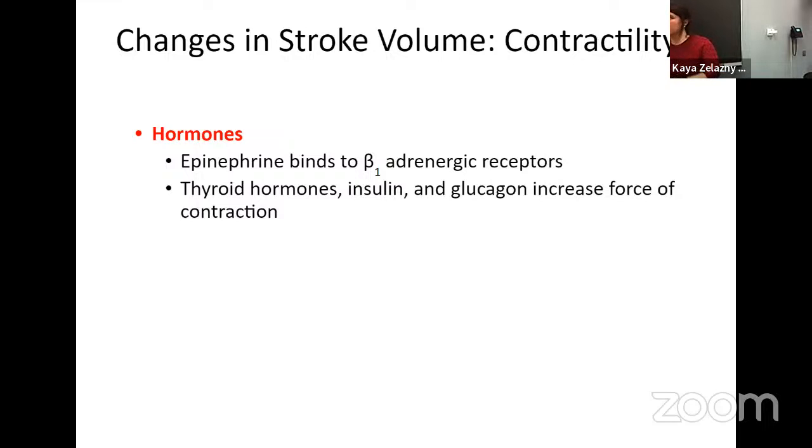So thyroid hormones, right? So coming from your thyroid gland, insulin, so that response to eating a meal, to eating something containing glucose, also going to increase the force of contraction. Even so is glucagon, right? So there are a lot of things that can increase our force of contraction here.